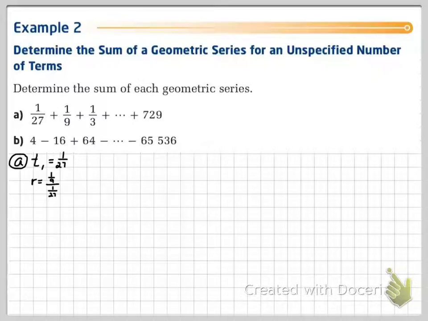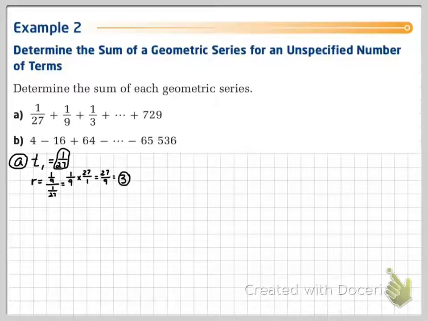And you all remember how to divide fractions. 1 over 9 divided by 1 over 27 means that you're going to multiply by the reciprocal to get 1 over 9 times 27 over 1. Multiplying straight across, you're going to get 27 over 9, which is 3. So now we have our common ratio 3, and our first term 1 over 27.